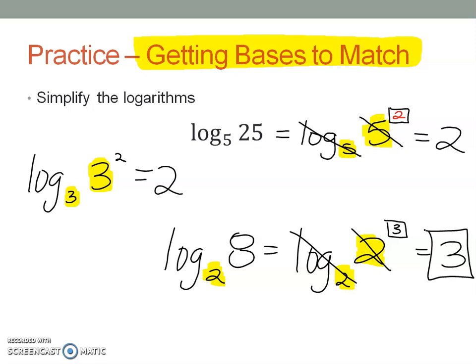Okay? So those are kind of the simple ones. Now I'm going to show you guys there's 3 different examples that can be a little bit more difficult.